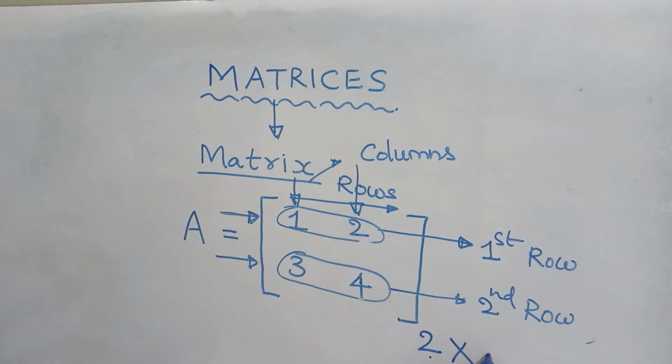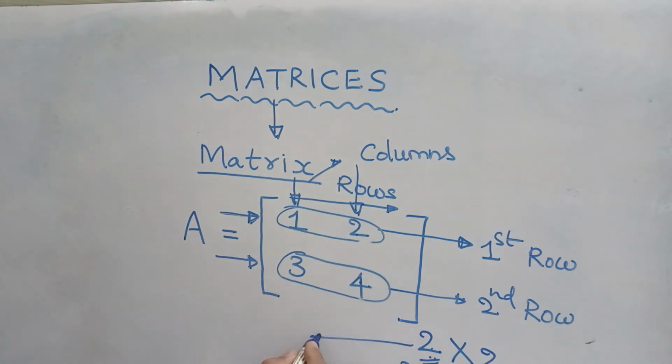2 columns, therefore 2 by 2. This can be read as 2 by 2 or 2 into 2, but most of the time 2 by 2. This cross mark or into mark can be read as "by". Therefore, the first 2 indicates the number of rows, and the second 2 indicates the number of columns. Am I clear?